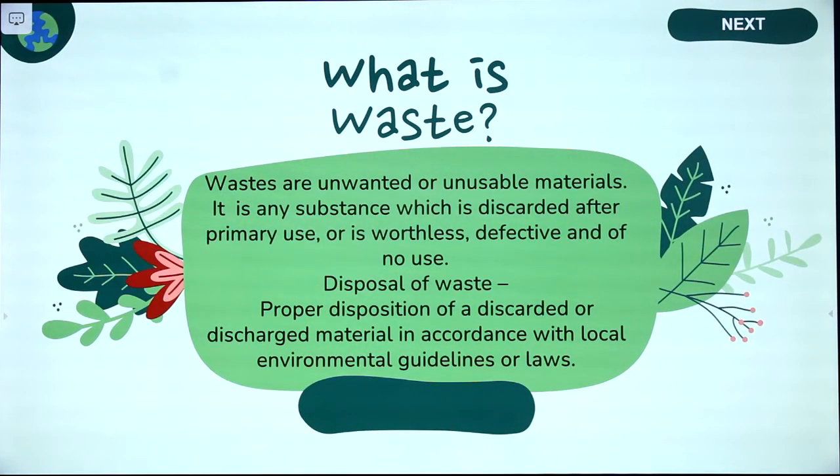What is waste? What do you know about waste? What are the types of waste? Let us understand. Wastes are unwanted or unusable materials. It is any substance which is discarded after primary use or is worthless or defective. Examples include organic waste, which can be food waste, garden waste, manure and rotten meat. Municipal solid waste can be household trash, and hazardous waste can be from the factories.